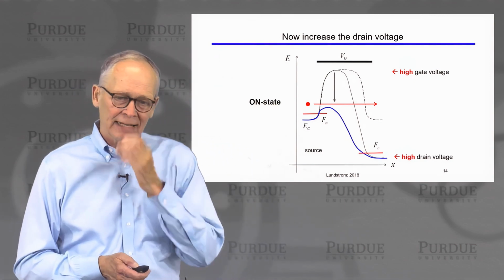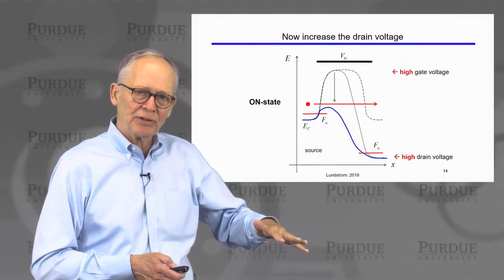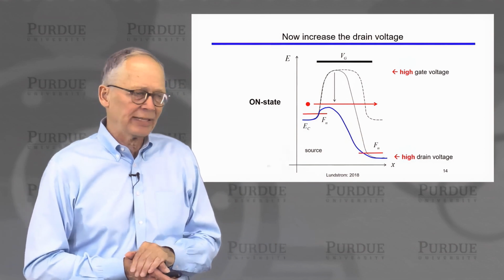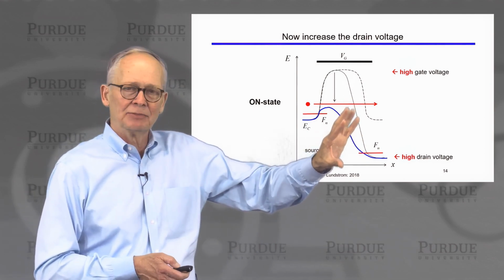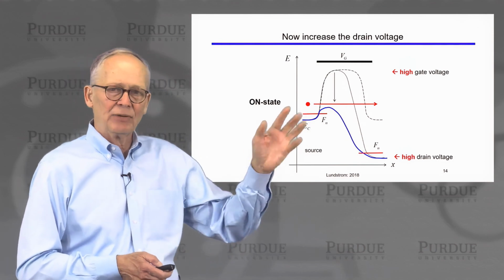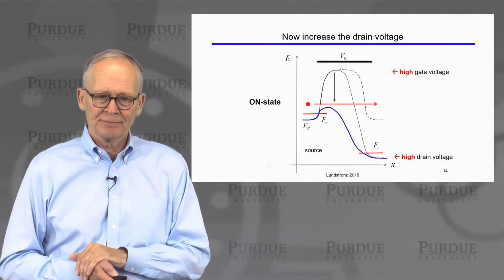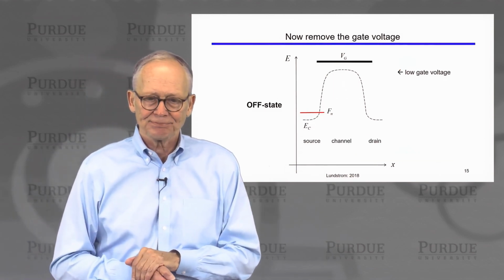So we would call this the on state. We've applied the maximum voltage to the gate, pushed the barrier down as far as we can. We've applied the maximum voltage to the drain, pulled the drain energies way down. It's now easy for a lot of current to flow from the source to the drain. This would be the on state.